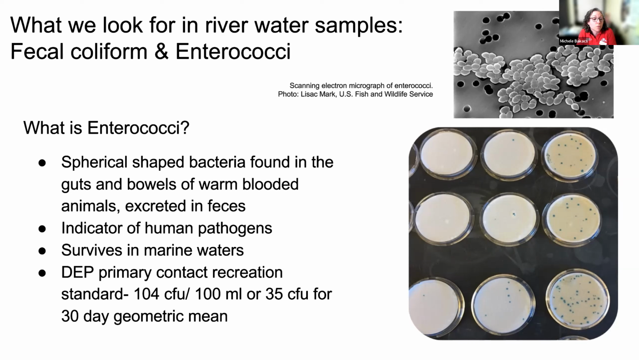So for what's called primary contact recreation, that's swimming and fishing, what we look for is to see whether or not the levels are above or below 104 CFU, which stands for colony forming units. Or there's another way to look at it, the geometric mean. Within a 30-day period, is the geometric mean more than 35 colony forming units? So that's the standard that's been set.